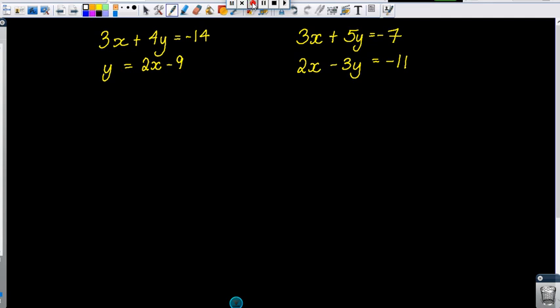Alright, so with this one, it's clearly set up for what method? Sub. Because I've got y equals, and of course, instead of having y equals, it could be x equals. You could do the same thing. But what we're going to do is wherever y appears here, we're going to replace it with this.